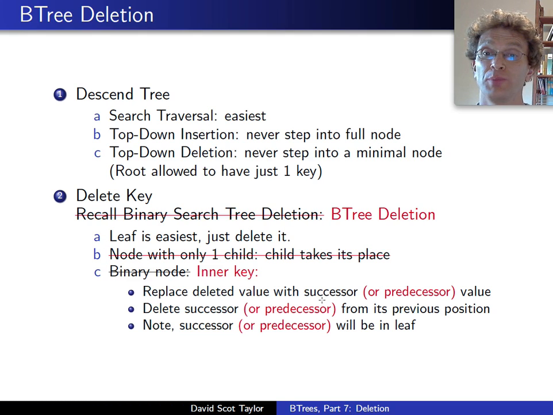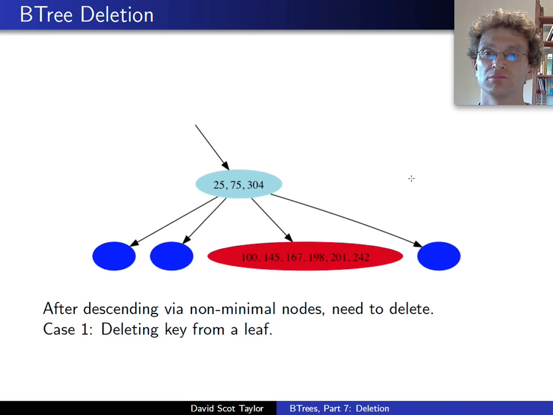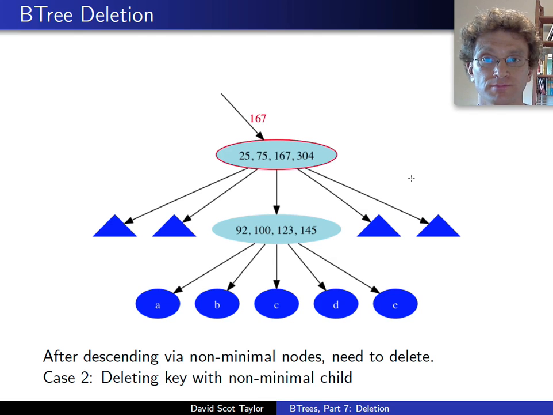And in the case of a B-tree, the predecessor and the successor must always be in a leaf. They can't be anywhere else. There are no nodes with only one child within a B-tree, okay? So here we go. Say I'm deleting 123 from this leaf node. The leaf node can't be minimal because I've stepped into it. Get rid of it. No problems. Life should always be so easy.